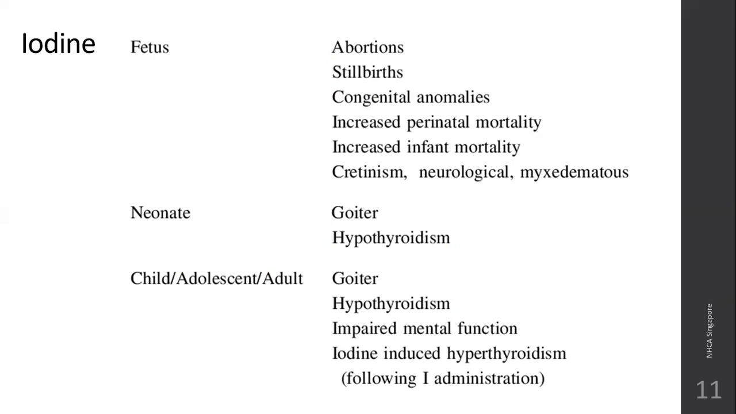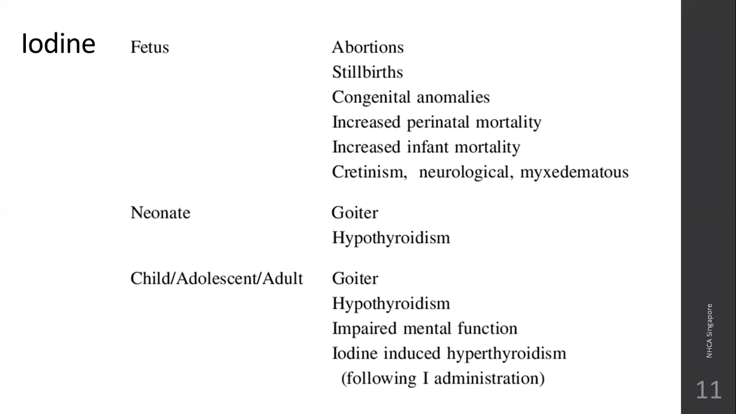So in the fetal stage, if the mother's diet is deficient in iodine, it could lead to abortions, stillbirth. Stillbirth means a child is born lifeless. Congenital abnormalities or anomalies, increased perinatal mortality after birth. The chances of the newborn baby surviving after birth are less. Increased infant mortality after the newborn period, 28 days. The survival rate of the child will also come down.